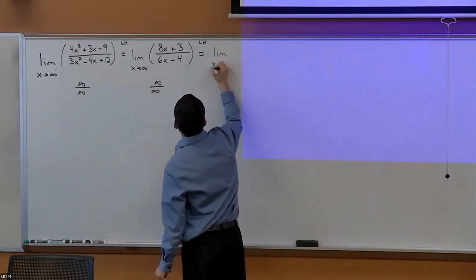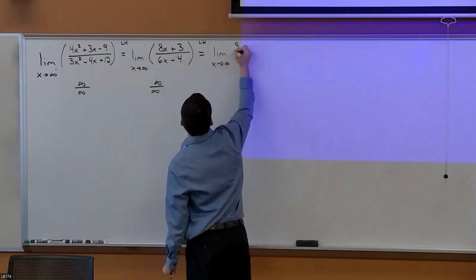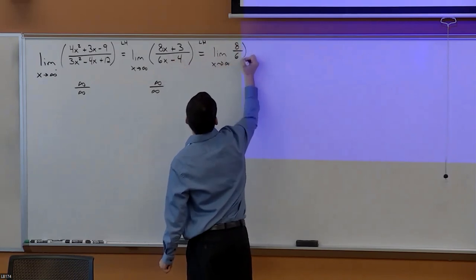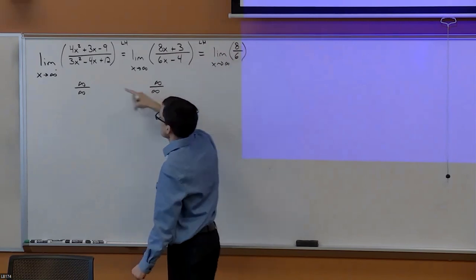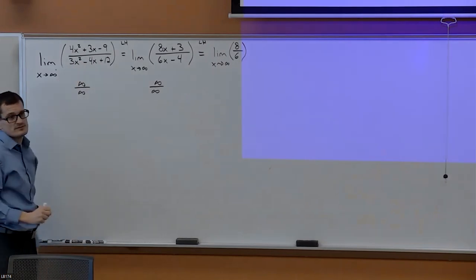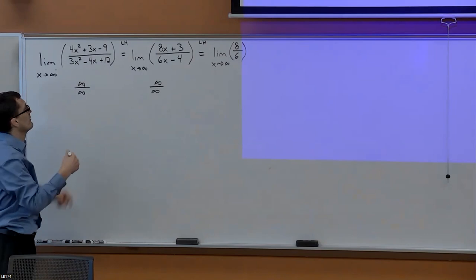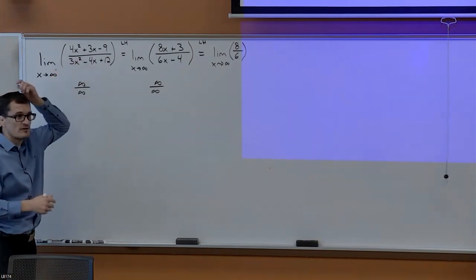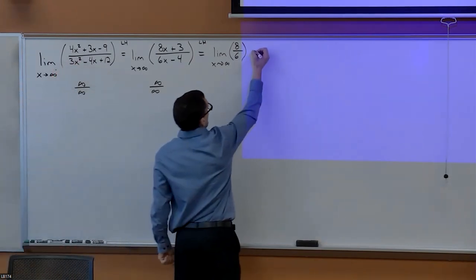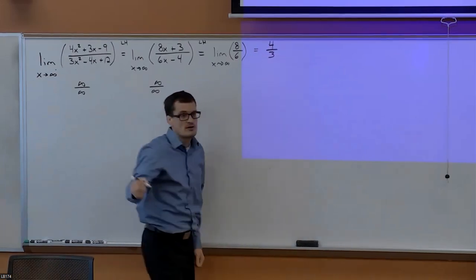So we're going to take the limit as x goes to infinity. Derivative of the top is 8. Derivative of the bottom is 6. By the way, that 8 came from the 4 times the 2, and 6 came from 3 times the 2. So the derivative kept multiplying by exponents. But 8/6 has got to be the same thing as 4/3.